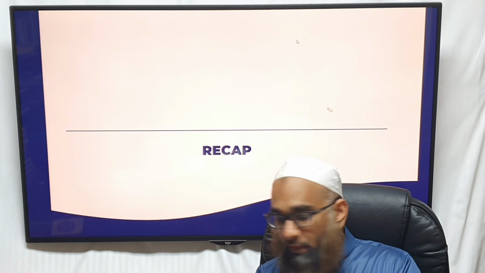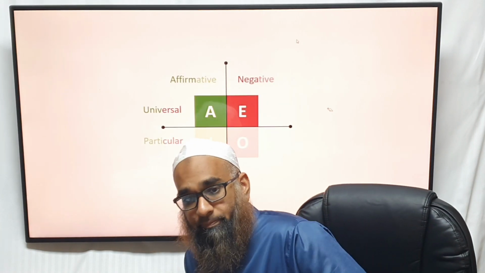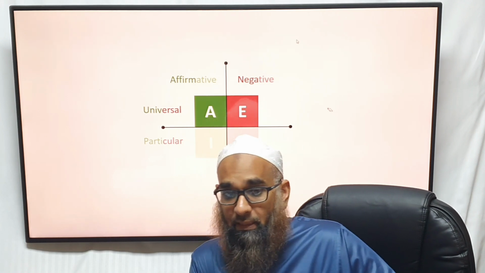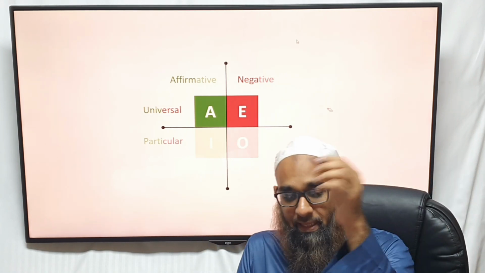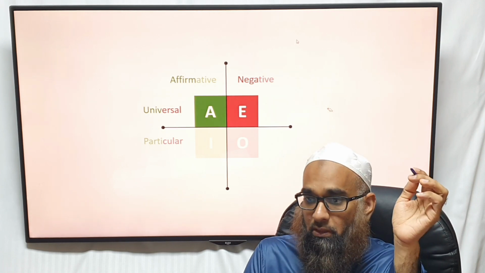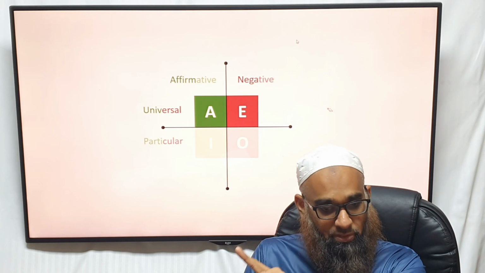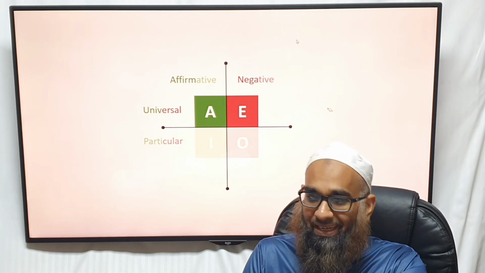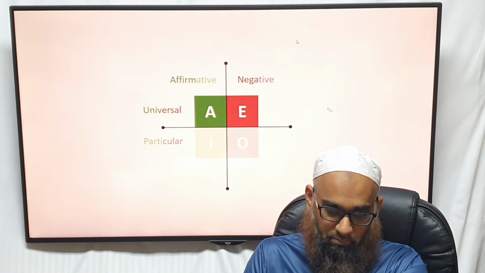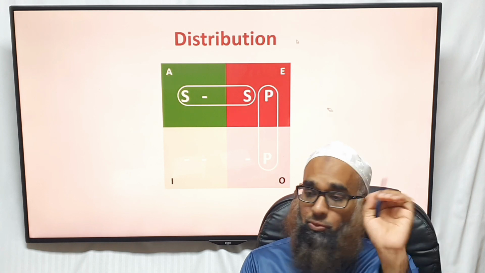Any questions? Let's do the example here. Let's summarize first. What do we have here in front of us? The table of the square of opposition. So you have the A, the E, the I, and the O. A is the mujiba kulliya, affirmative universal. The E is the negative universal. The I is the affirmative particular, and the O is the negative particular, mujiba saliba juz'iyya. Yes?